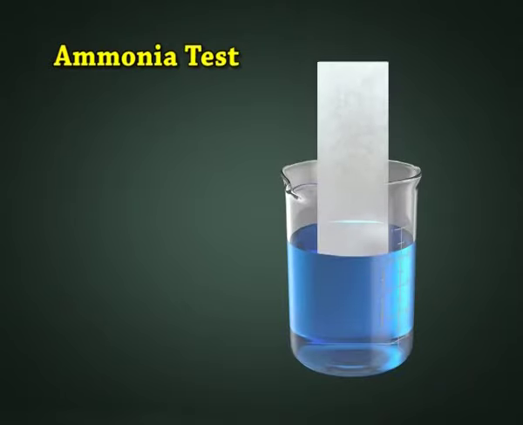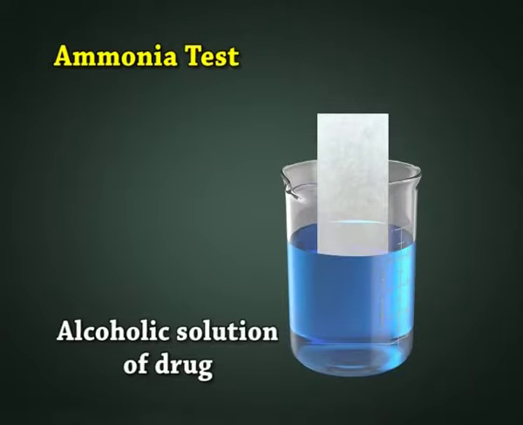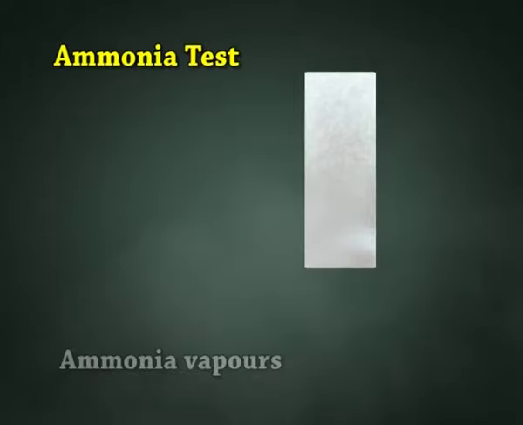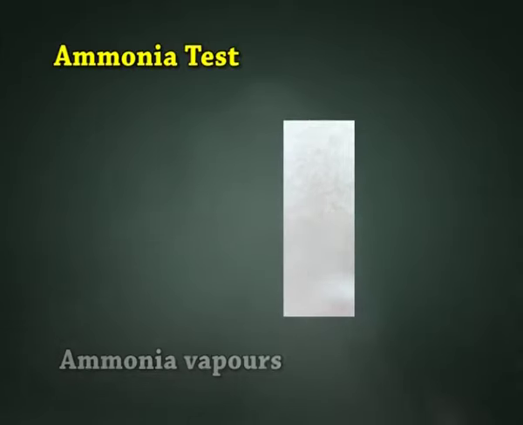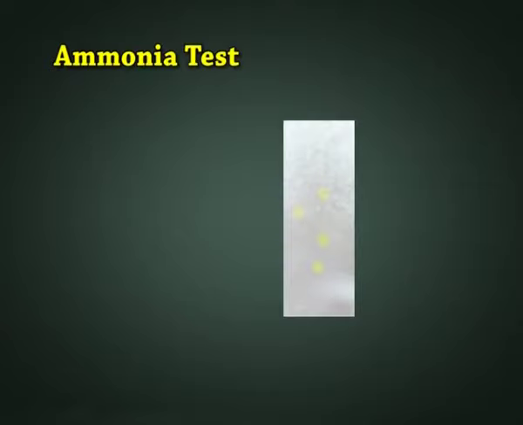soak a filter paper or dip a filter paper in the alcoholic solution of a test drug and then expose it to ammonia vapors. If you find the formation of yellow color spots on the filter paper, then it suggests the presence of flavonoids. So these are the various tests which we can use for identifying the flavonoid glycoside either in the extract or the drug sample which we have received for the preliminary identification.